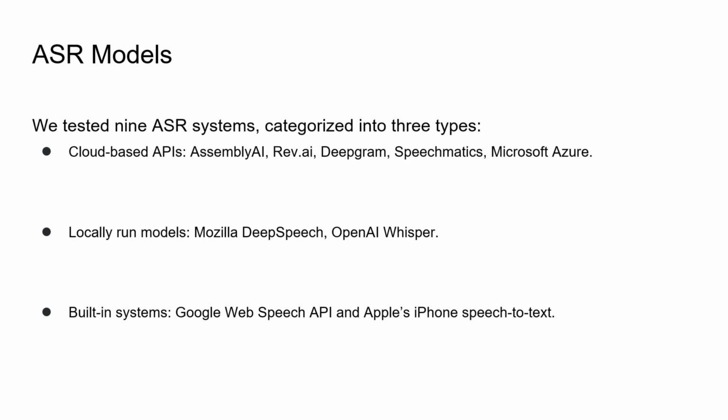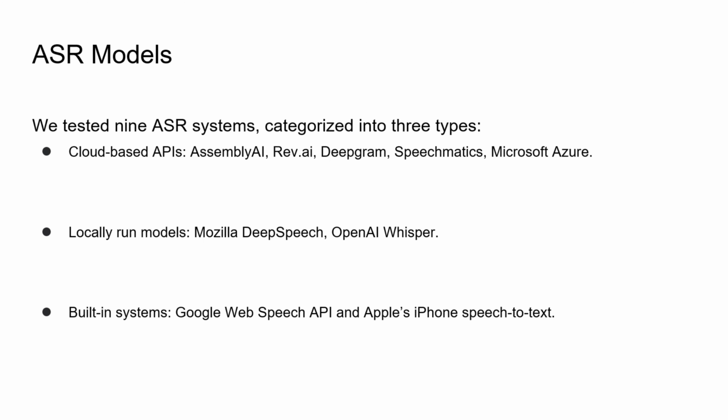The second group is local ASR models, which operate offline and are often used in open source or research applications. We selected Mozilla DeepSpeech, which is based on the Deep Speech 2 architecture and uses RNNs, as well as OpenAI's Whisper, a multilingual model known for its robustness across languages and accents. These models allow more control and customization, but may vary in performance based on training data and hardware.